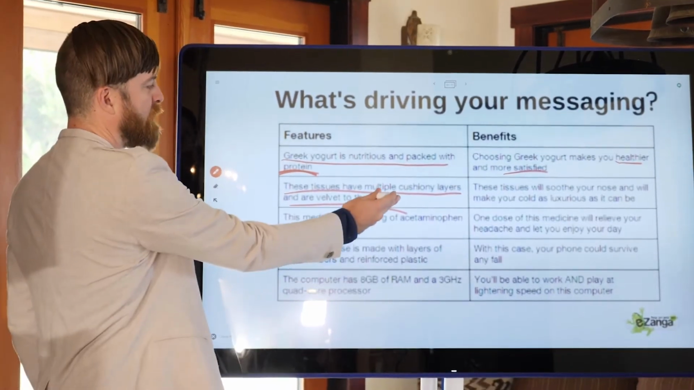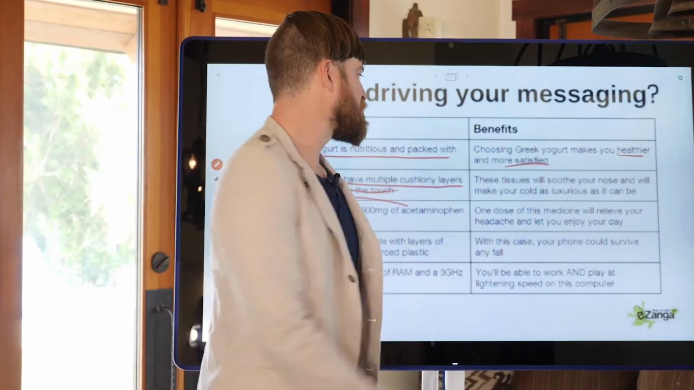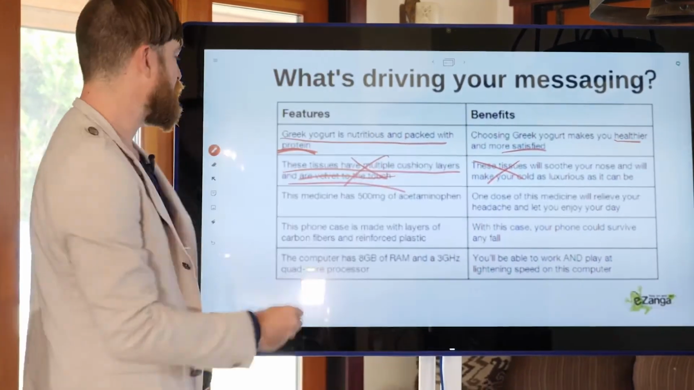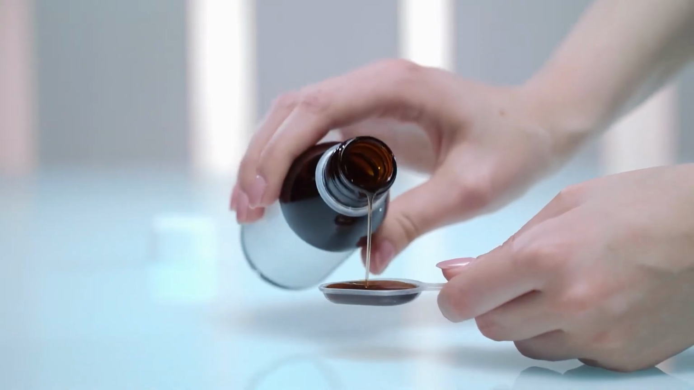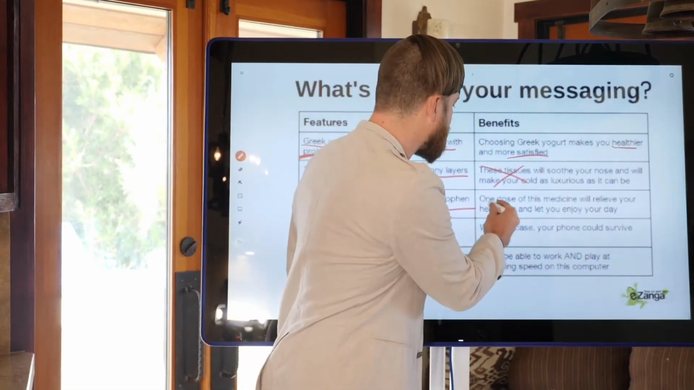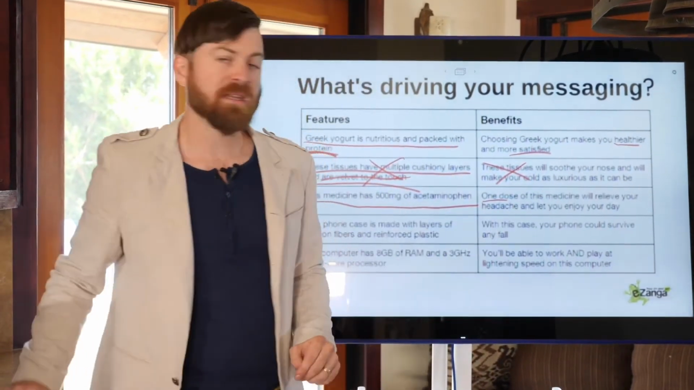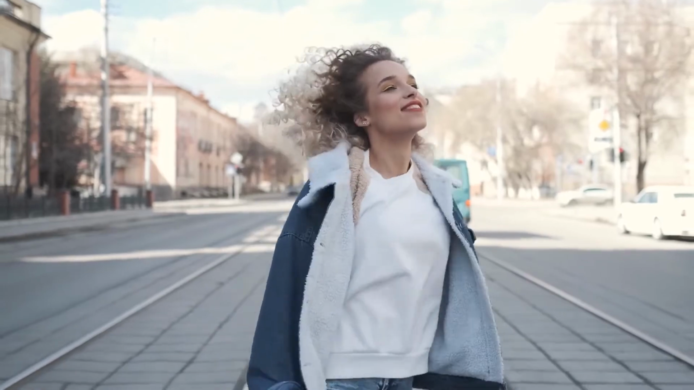is actually a benefit. So I don't know why this example is in here. Let's skip over this example because this is a bad one. Here's a good example. This medicine has 500 milligrams of acetaminophen. Now, the benefit-oriented version of this is 1 dose of this medicine will relieve your headache for an entire day.